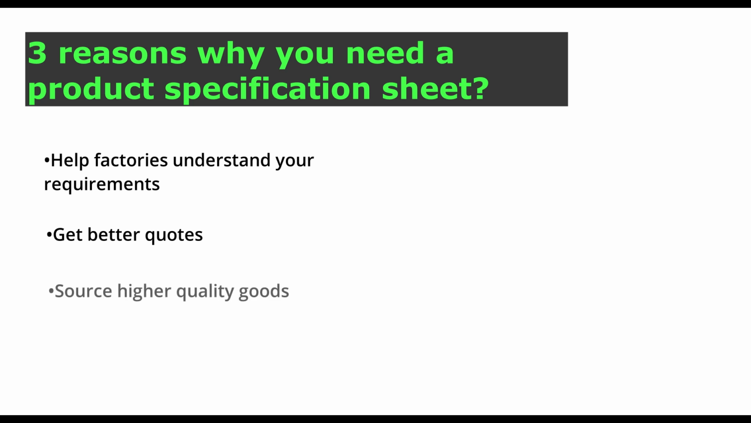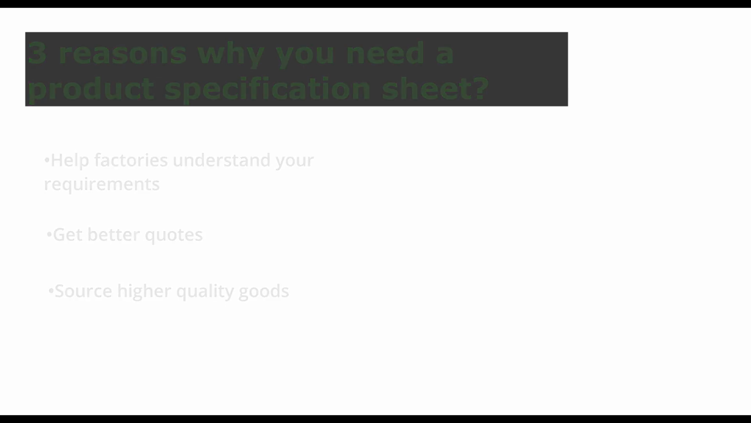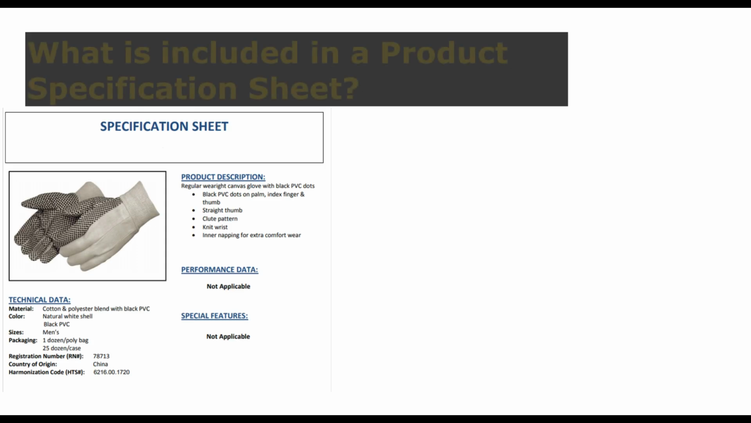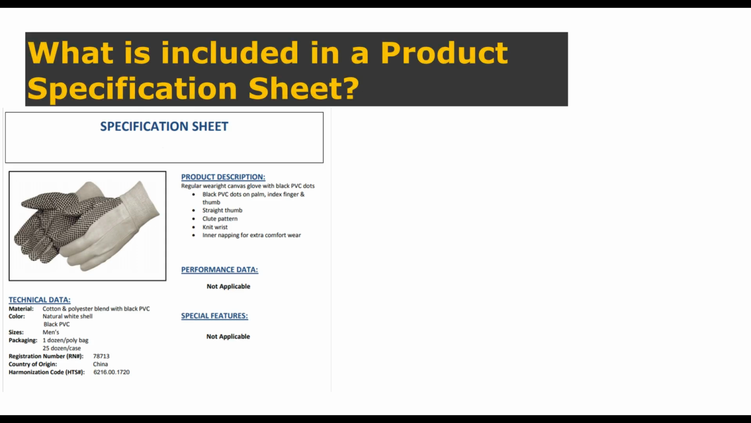The third reason is to source higher quality goods. Chinese factories typically operate with relatively low profit margins. As such, they will take every opportunity to lower their costs. Clearly defining your product requirements will limit the room for suppliers to use cheaper materials, low-grade packaging, etc. Next, let's take a look at what is included in a product specification sheet.